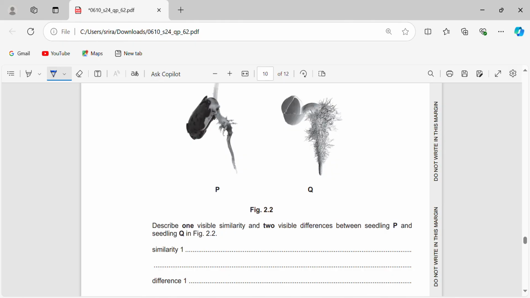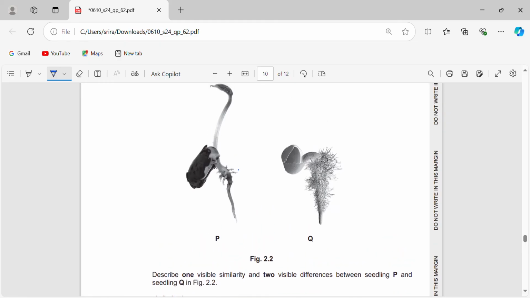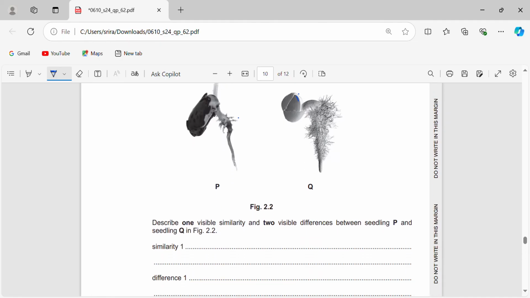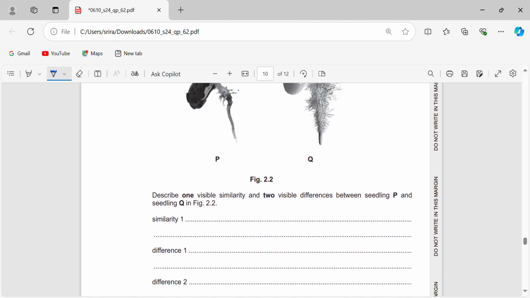You can also say there are root hairs present on both, because I can see the little root hairs in both. And so those are 2 ones. And you can also say the seed covering or the testa is broken in both. We can evidently see here it's cracked, here also it's evidently cracked, but I'm just going to go with that point that radical is present in both. Radical present.